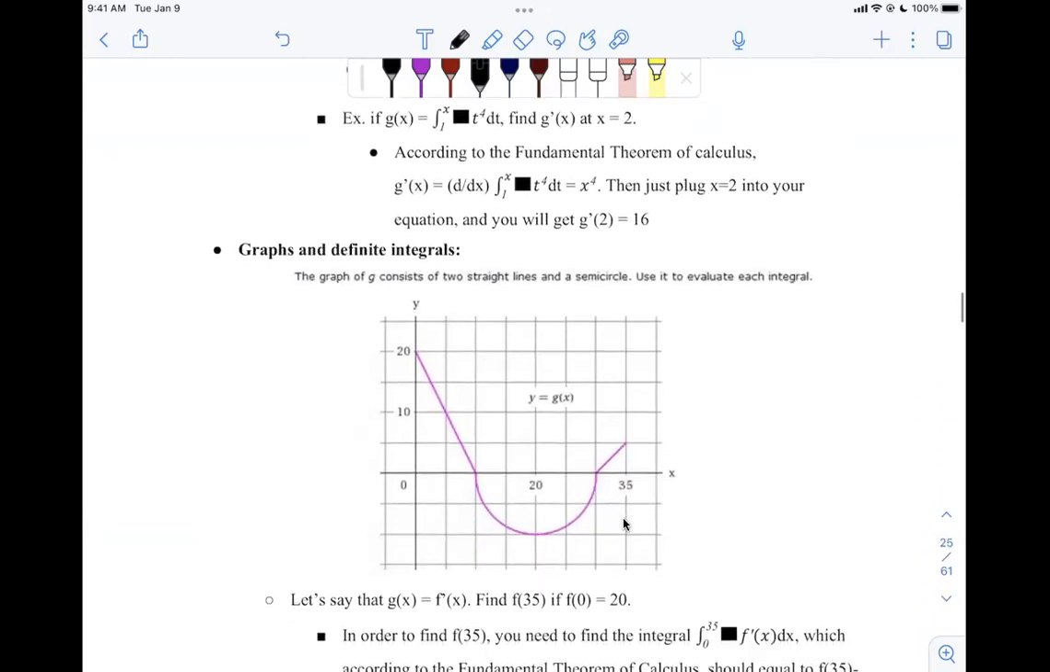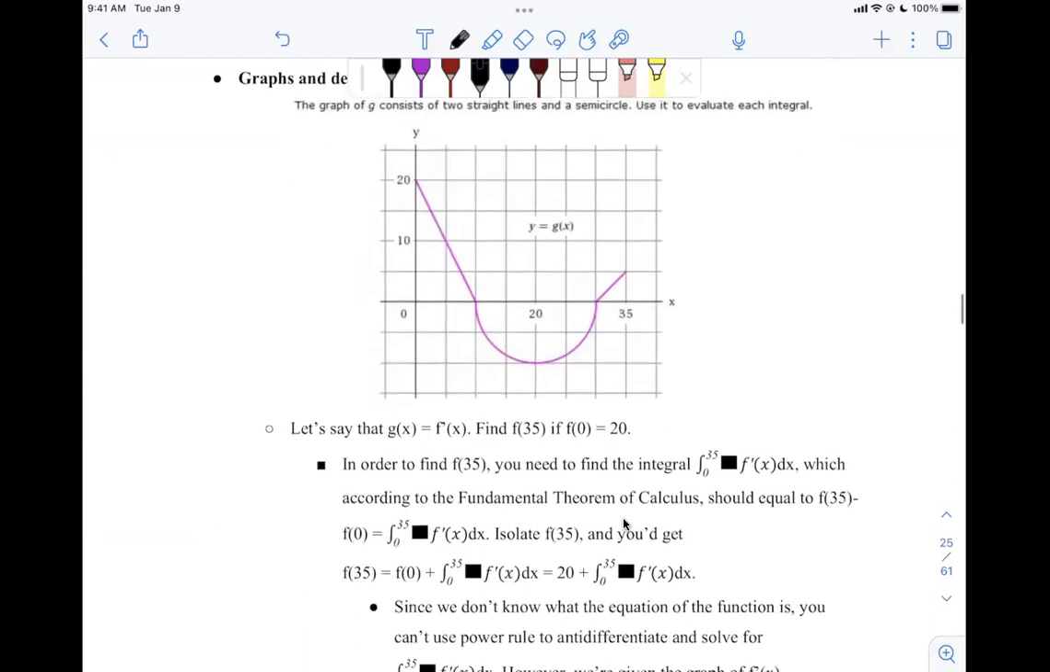And sometimes you might be asked to find an integral from a graph. And in that case, you would have to just add it up. So for example, if you want to find the integral of this one, we would add the area of this triangle. Then we would subtract the area of this hemisphere. That's because it's below the x-axis, and we would add the area of this triangle. And that's how we would get the integral from, say, 0 to 35.